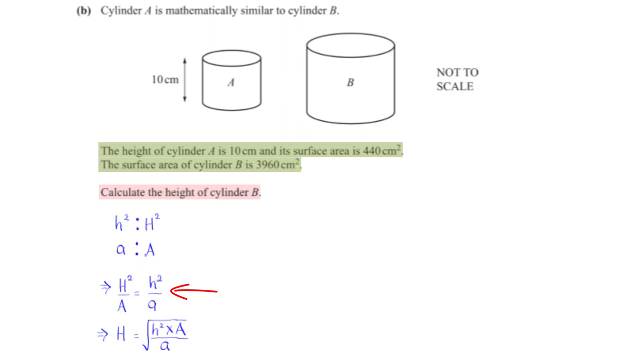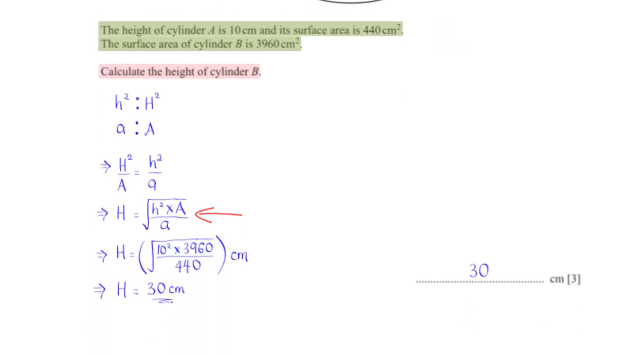Since we are finding the height of cylinder B, we are going to make big H the subject, and that will be equal to square root of small h squared times big A divided by small a. Small h is equal to 10, big A is equal to 3960, and small a is equal to 440. And so we have square root of 10 squared times 3960 divided by 440. When we type this into the calculator, we get the height of cylinder B as 30 centimeters.